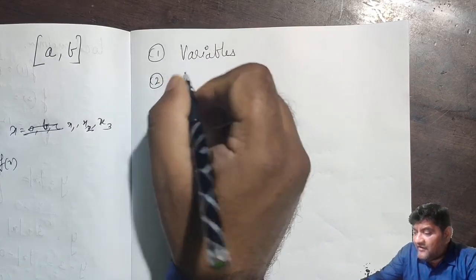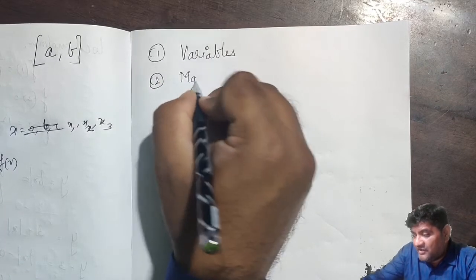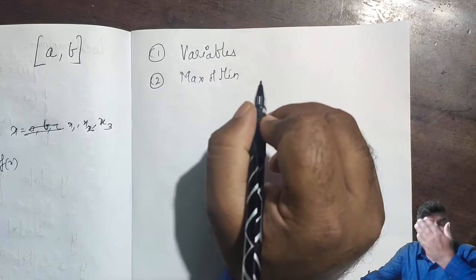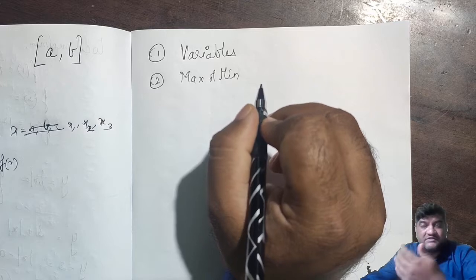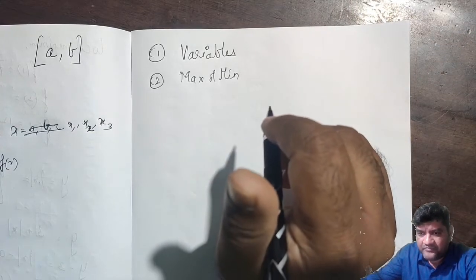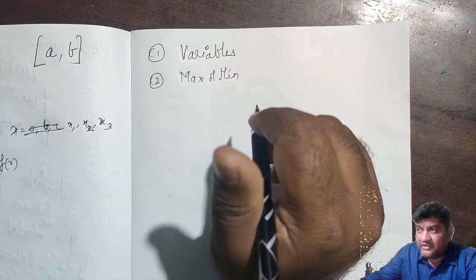And then you need to identify what's the maximum or the minimum that you need to find. Of what? Is it asking the maximum or the minimum of the volume, or the area, surface area? What is he looking for? That you need to identify.